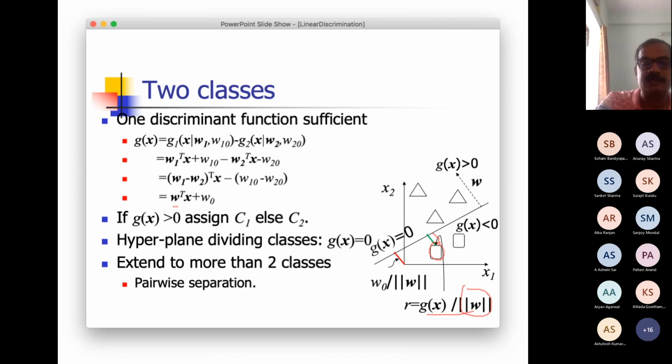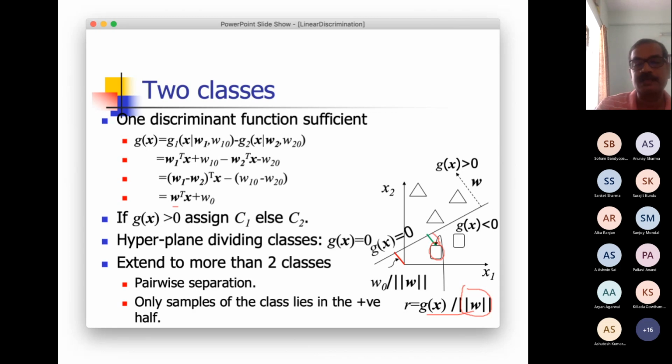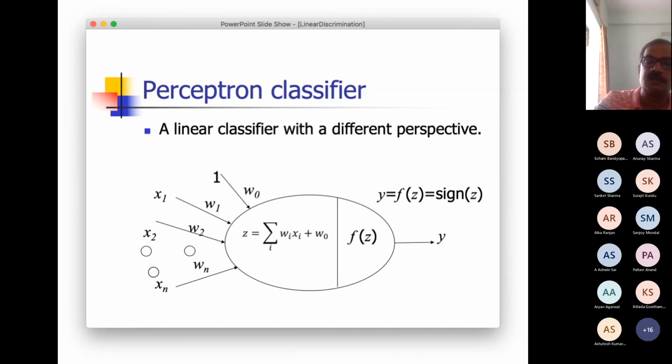You can extend it to more than two classes. Then you consider the pairwise separation, so only samples of the class lie in the positive side.